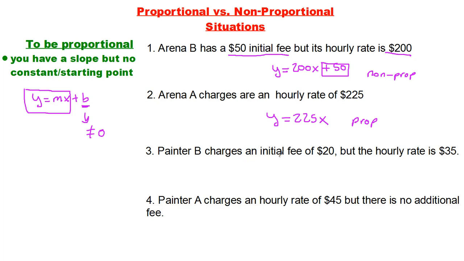Painter B has an initial fee of $20, but the hourly rate is $35. So this equation has an initial fee right here. So it's going to be 35x plus 20. Because of this plus 20, it's going to be non-proportional. And then lastly, a painter charges an hourly rate of $45 with no additional fee. So y equals 45x. So this is going to be proportional.